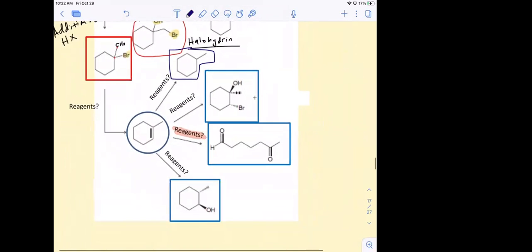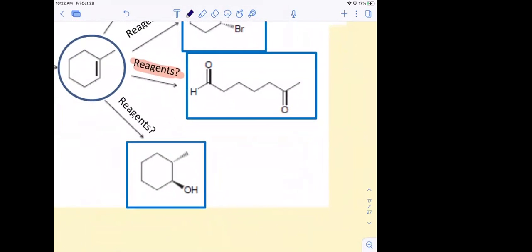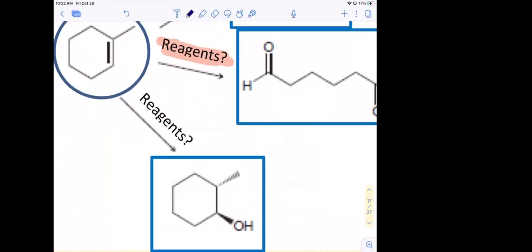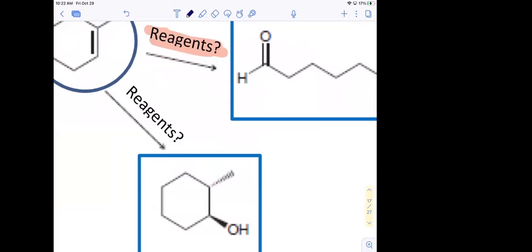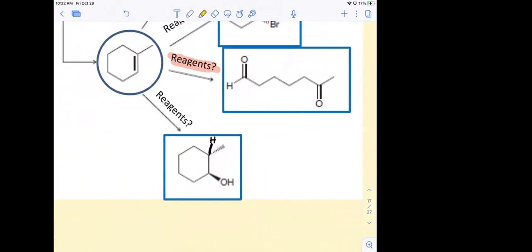All right. Somebody help me out with this one. Don't let the stereochemistry freak you out. If that methyl group is on a dash like that, all that means is that there's a hydrogen on a wedge right here. So you can see what we did. We added H and OH to the same face.